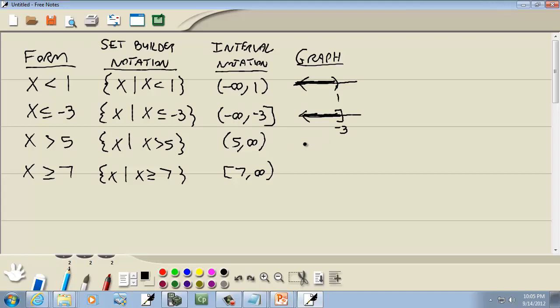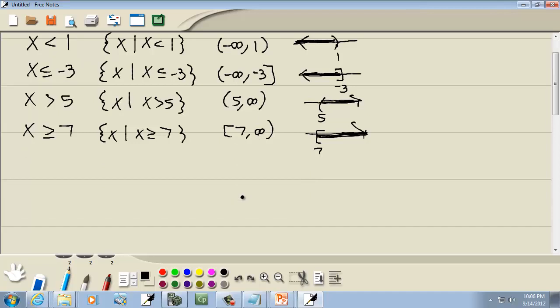Now this one, parentheses on the 5, parentheses on the 5. We're going to positive infinity, so I'm shading to positive infinity. Bracket on the 7, bracket on the 7. Going to positive infinity, so I'm shading to positive infinity. So that would be our graphs. Now this is a table you should use until you start getting more comfortable with these different notations.